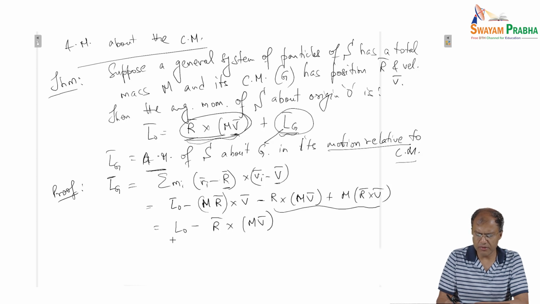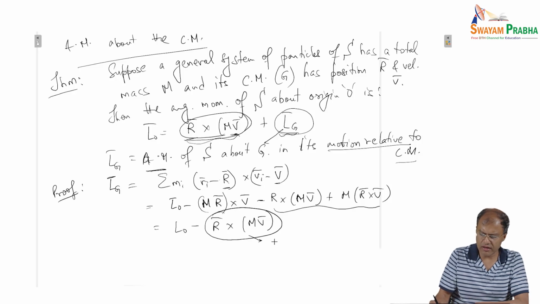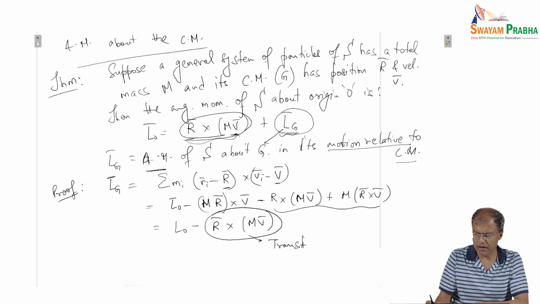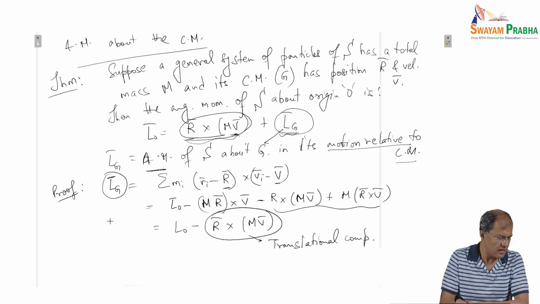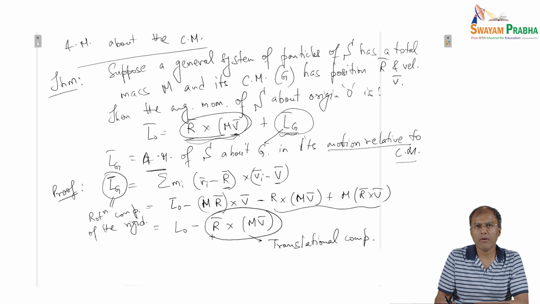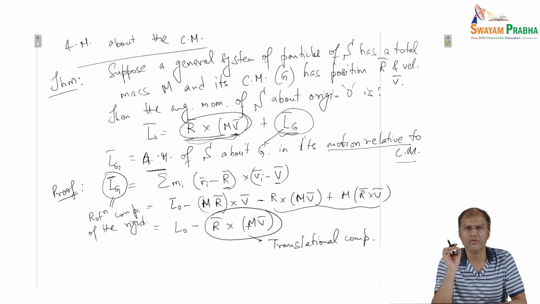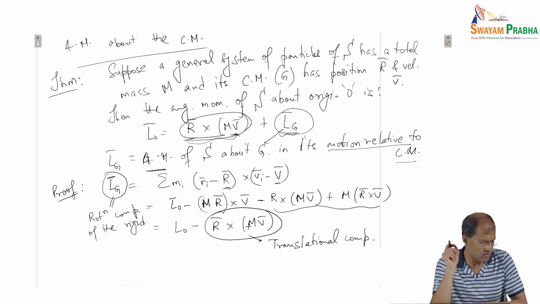And we can quickly name these quantities. We can see that this quantity r cross mv is the translational component of the rigid body, and Lg is the rotational component of the rigid body. Okay, so what we see is that when we talk about the translational component of the angular momentum, it is as if we are just talking about the translation of the center of mass of the system, and the rotational component is the contribution of each of the particles about the center of mass, right?